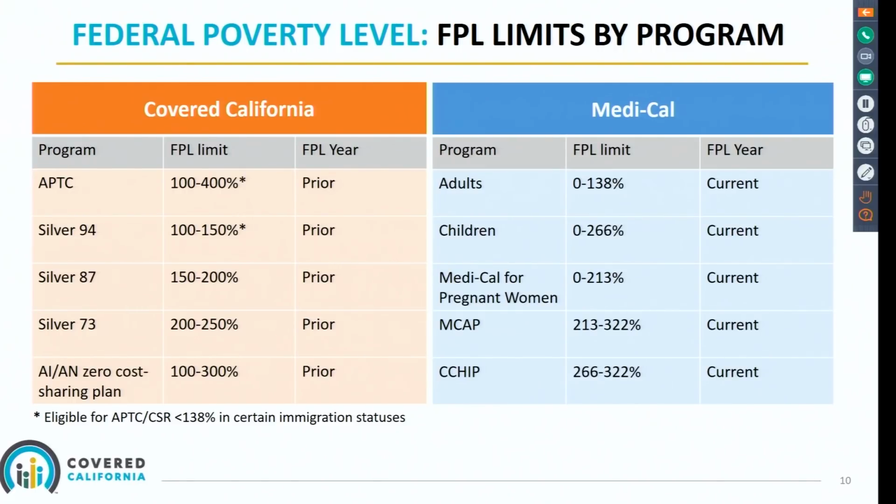They also have a Medi-Cal administered program for pregnant women up to 213%, and then a separately administered program, but still under the Medi-Cal umbrella, called MCAP. That's for pregnant women who are just above the other programs' limits. 213 to 322 is for MCAP, and finally CCHIP 266 to 322. And you can really see here Medi-Cal's mission to cover low-income and vulnerable populations such as children and pregnant women.